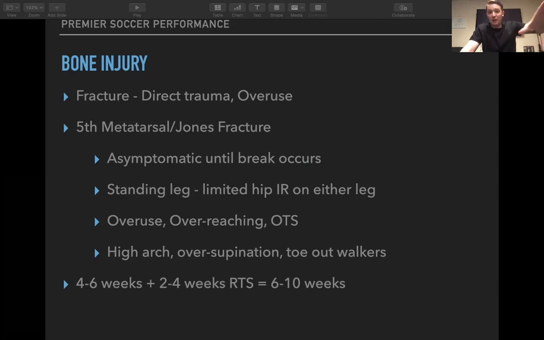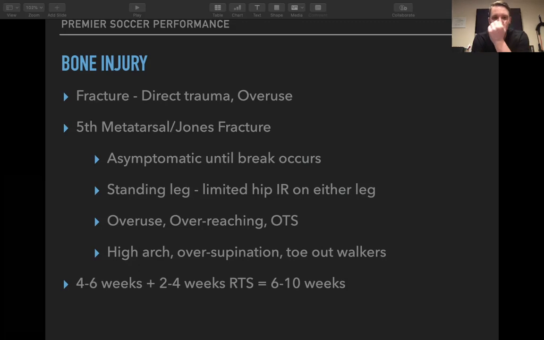If you stand with a high arch, you stand in a pronated or a supinated position, or you have someone who walks with their toes facing out, they are all at higher risk for this type of fracture. Okay. Those same predisposing factors can also put you at more risk for shin splints. And shin splints are actually just an inflammation of the bone before a fracture occurs. So it's just a less severe fracture of your shin. Those two things can account for most bone injuries in soccer players.